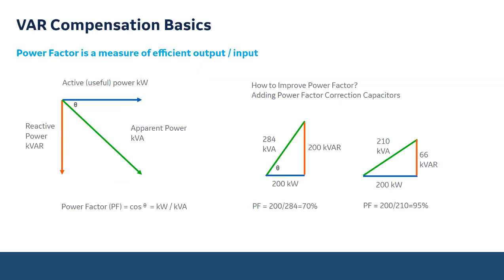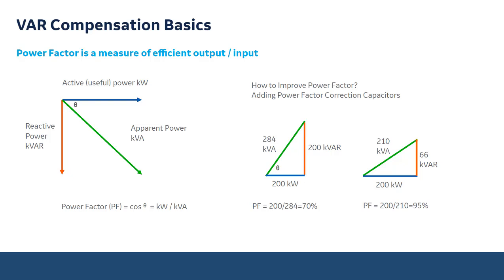So the power factor is a measure of efficient output to input. Up top you have your active power, which is your useful power measured in kW. Going vertically down is your reactive power measured in kVAR.